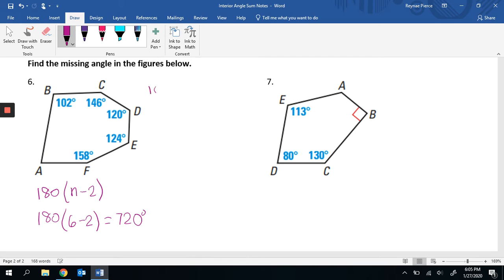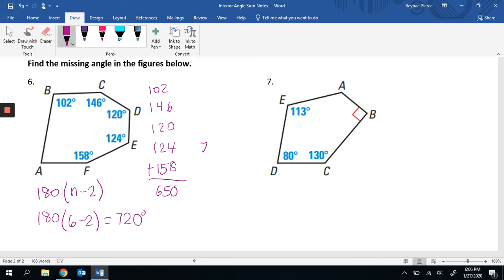But if I add all of these angles that I know, 102, 146, 120, 124, and 158, when I add those, that tells me how many degrees I've already used. Okay, so it turns out that we've only used 650 degrees.